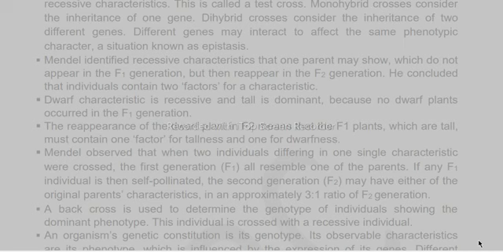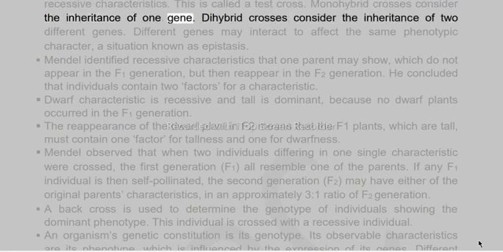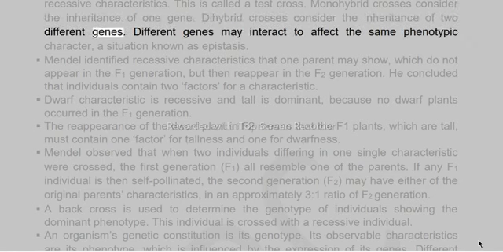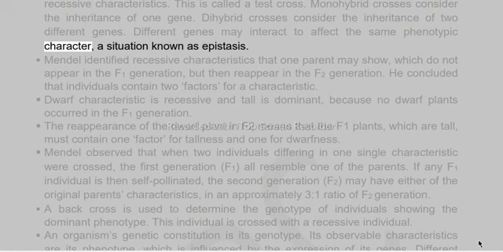recessive characteristics. This is called a test cross. Monohybrid crosses consider the inheritance of one gene. Dihybrid crosses consider the inheritance of 2 different genes. Different genes may interact to affect the same phenotypic character, a situation known as epistasis.